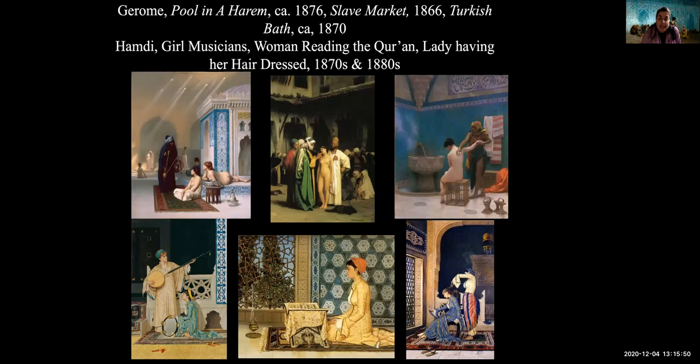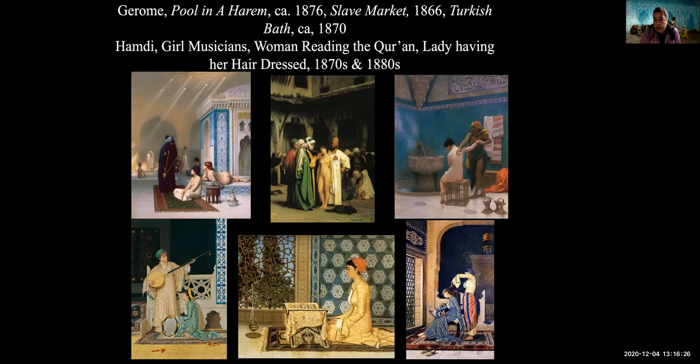So in the top row here, we see three paintings. I've already shown you the one in the middle, The Slave Market by Jean-Léon Gérôme. The one on the left is a pool in a harem, and the one on the right is the Turkish bath. Again, from the 1860s and 1870s, painted by Gérôme, presenting women in particular ways, and of course, demeaning and degrading to women, but through that, they are meant to say something about the men, Ottoman men, be they Turkish or Arab or of any other ethnicity.